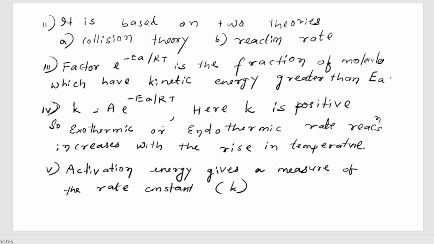K equals A e to the power minus EA by RT. This is the Arrhenius equation. Here K is positive, so for an exothermic or endothermic reaction, the rate constant increases with rising temperature. Activation energy always gives the measure of the rate constant. So activation energy and rate constant are interrelated.